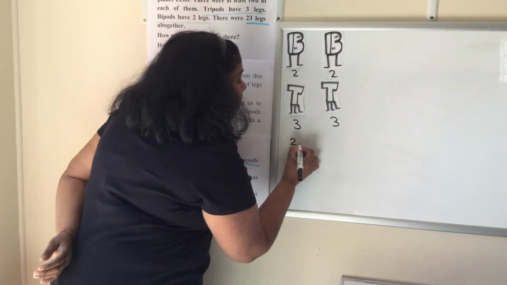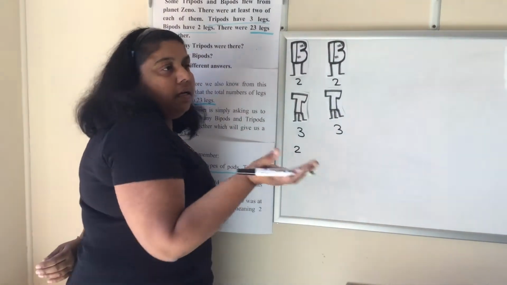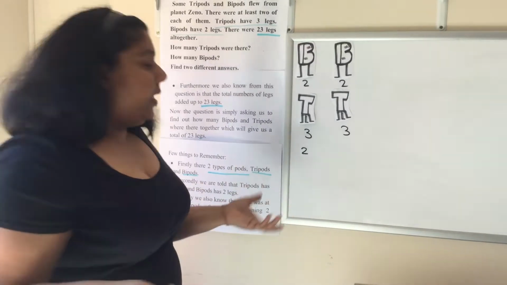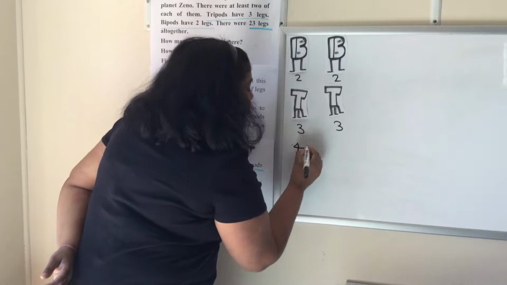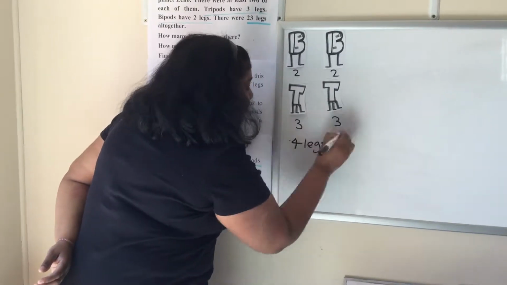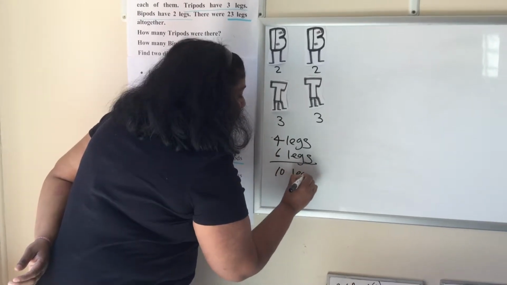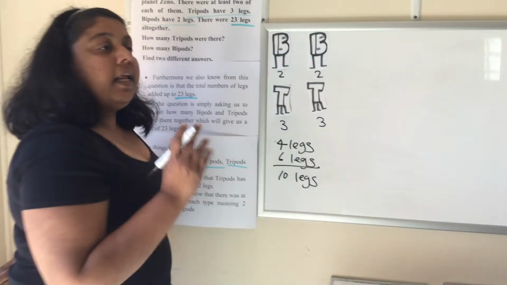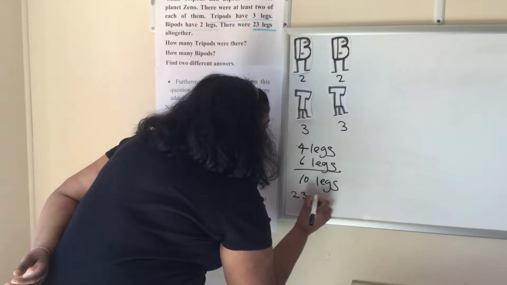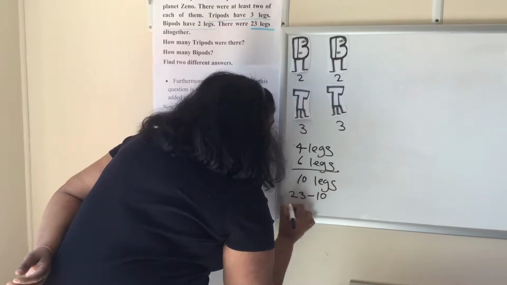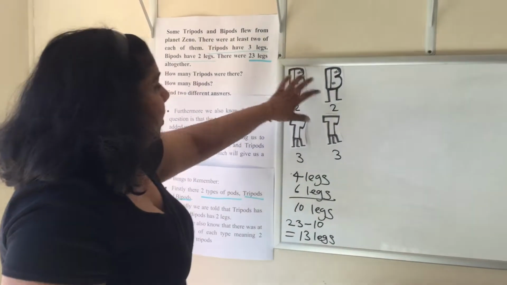Now what we need to calculate in both these solutions is how many bipods and tripods make up the remaining 13 legs. We already have 4 legs from the bipods and 6 legs from the tripods, which gives us a total of 10 legs altogether. We need to find out how many legs in total: there were 23. So we do 23 take away the 10 legs that we already know, and we need to find out 13 legs in each solution. So how are we going to find the 13 legs?